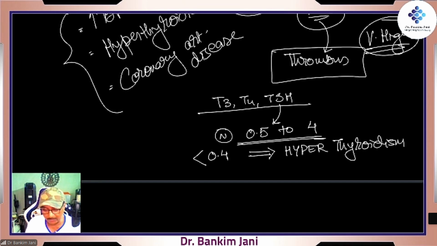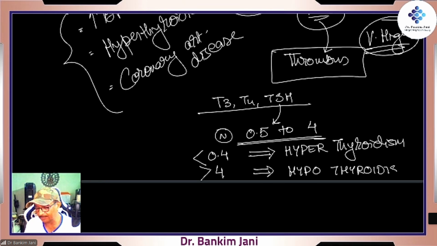When it is more than 4, that means it is hypothyroidism. Logic? Very simple. TSH is thyroid stimulating hormone. The thyroid is sitting there, and TSH goes and says, work, wake up. How many times it has to say so, its value has increased to 4, yet the thyroid is still asleep.